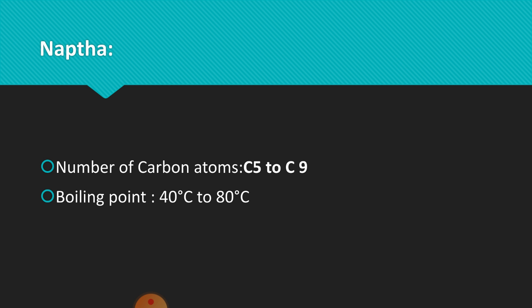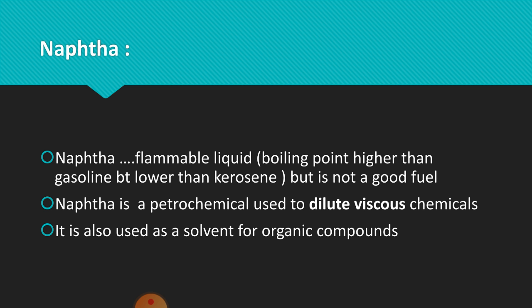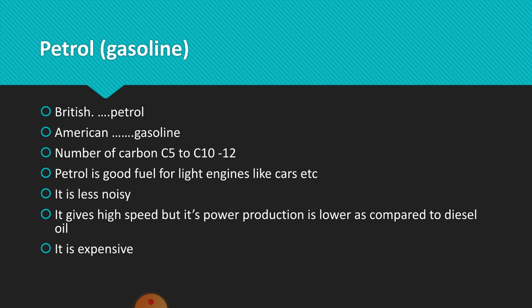The second fraction we have is naphtha. Naphtha contains compounds with 5 to 9 carbon atoms, and its boiling point is between 40 and 80 degrees centigrade. It is a flammable liquid, and its boiling point is higher than gasoline. Gasoline means petrol, but it is lower than kerosene. But naphtha is not a good fuel. Naphtha is a petrochemical used to dilute viscous chemicals, and it is also used as a solvent for organic compounds. We usually say that organic compounds are soluble in organic solvents, so naphtha is one of the organic solvents.